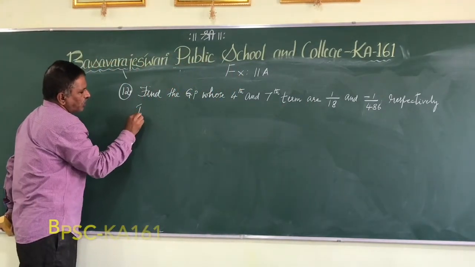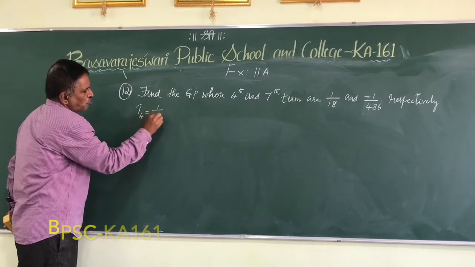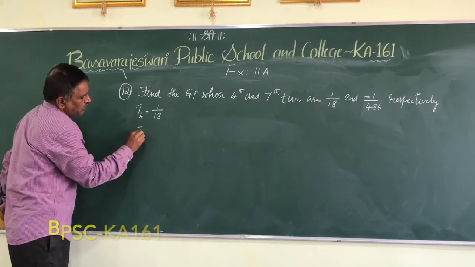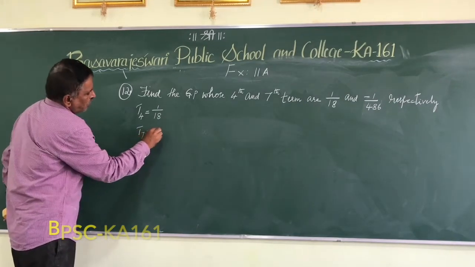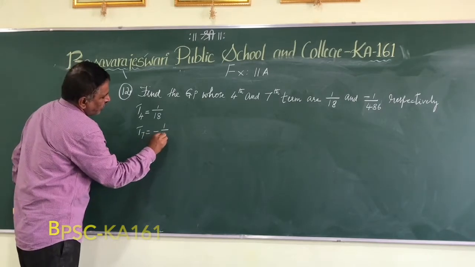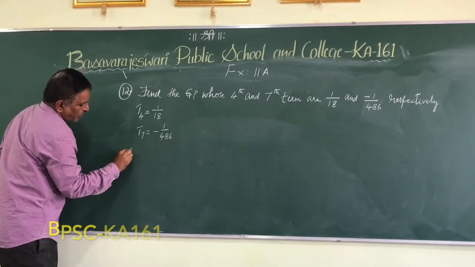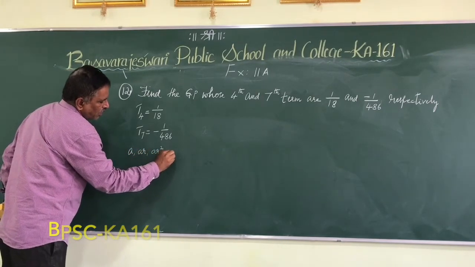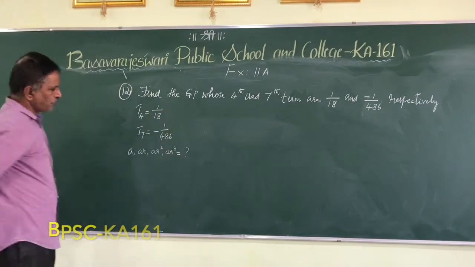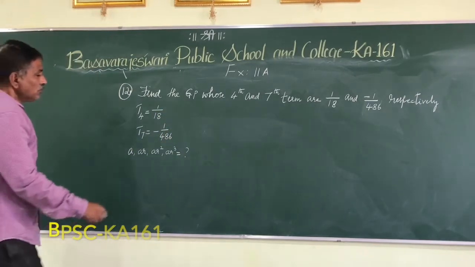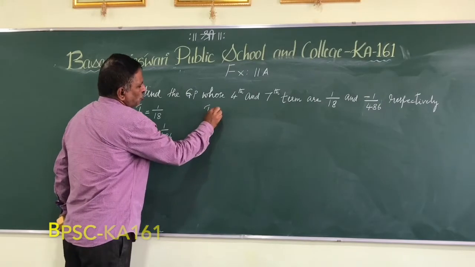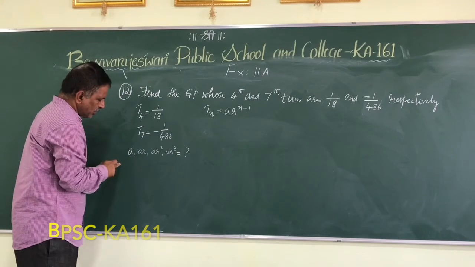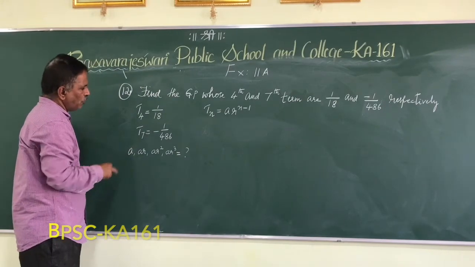So according to the given data, T4 is equal to 1 by 18. Then the seventh term, T7, is equal to minus 1 divided by 486. What we are supposed to find out? A, AR, AR square, AR cube, which is unknown. Now, by formula, Tn is equal to A R to the power of n minus 1, because in order to find this sequence, I need A value as well as R value.